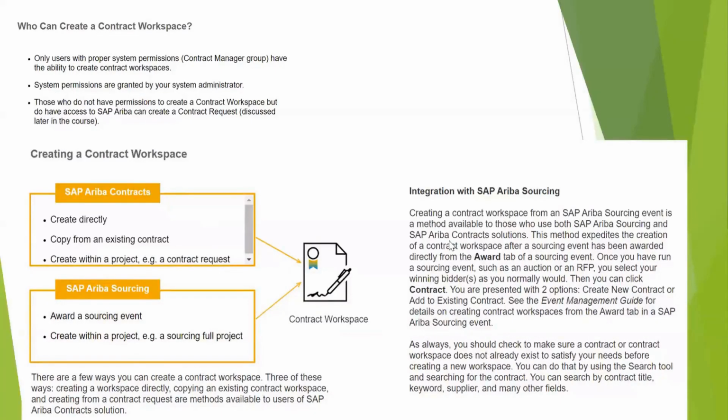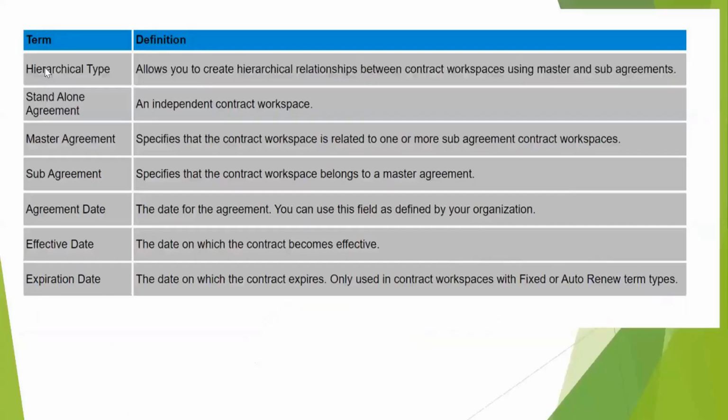There is some terminology which is specific to contract management. One is hierarchical type, so you are able to create contracts as master contract, sub-agreements, and standalone agreements. Master contract means you are defining the contract.